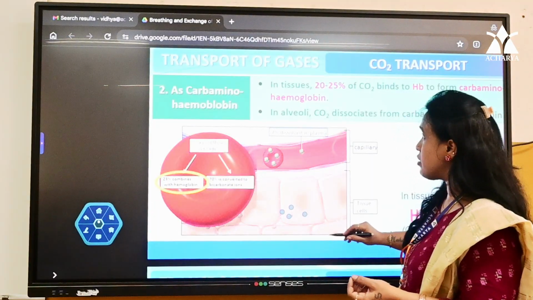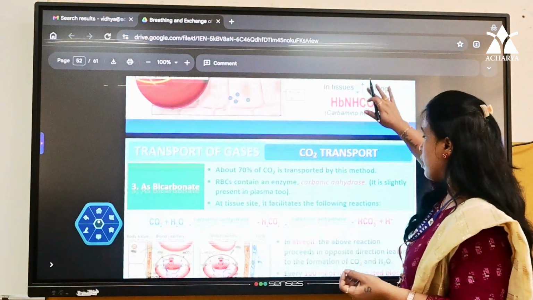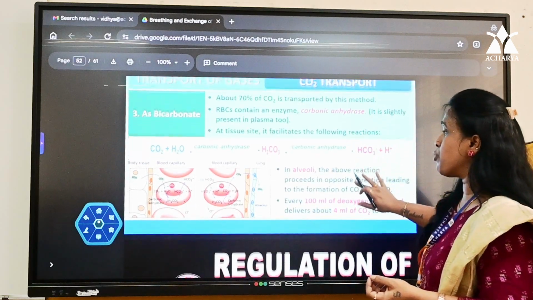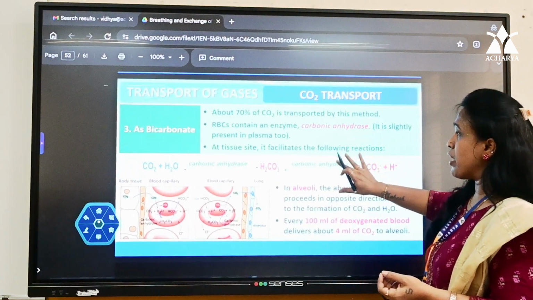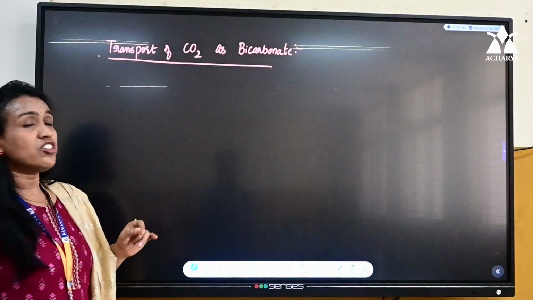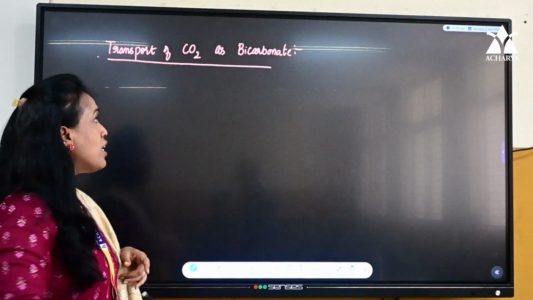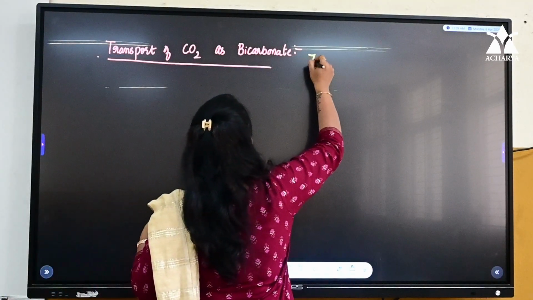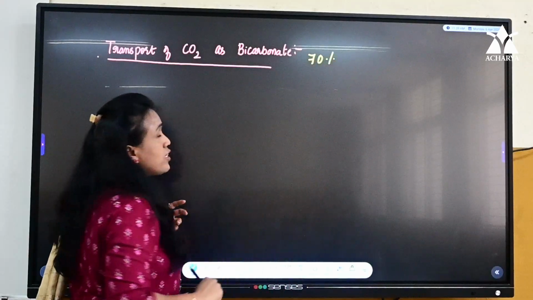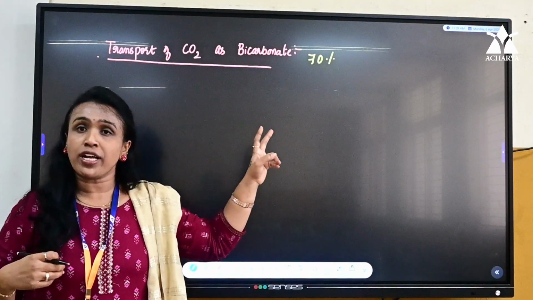Then the last one is transport of carbon dioxide as bicarbonate. Around 70% of carbon dioxide is transported as bicarbonate salts.